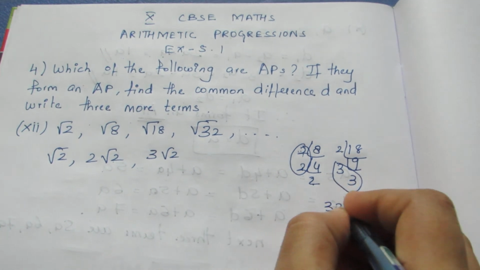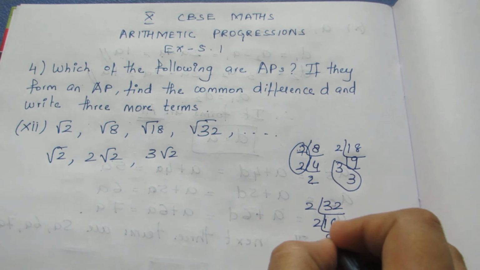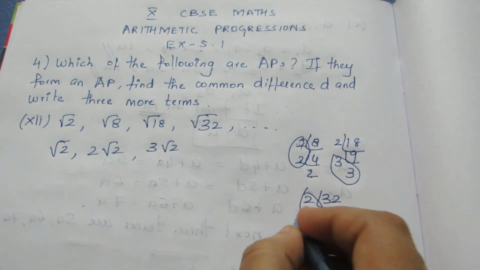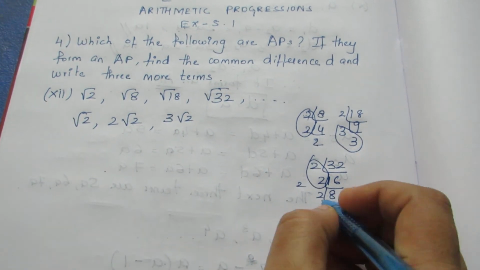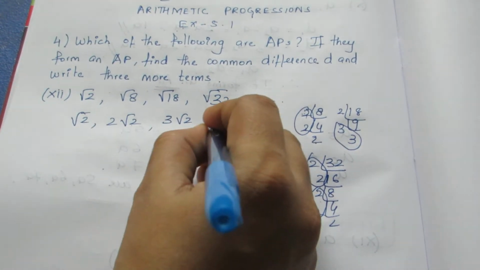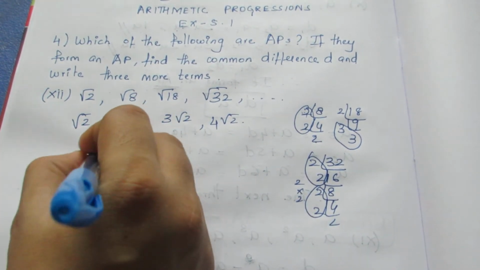With 32, 2 16s are 32, 2 8s are 16, 2 4s are 8, 2 2s are 4. Here one 2 will come out, another 2 will come out, so 2 into 2 will become 4. Here it is 4 root 2. Now we'll find D1.